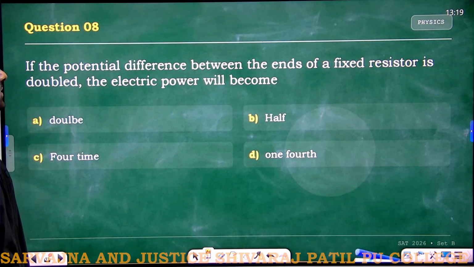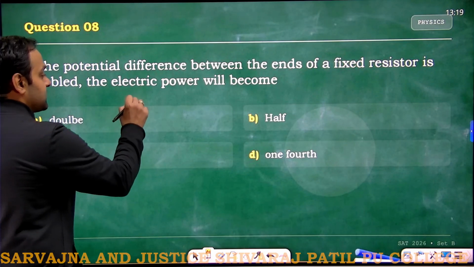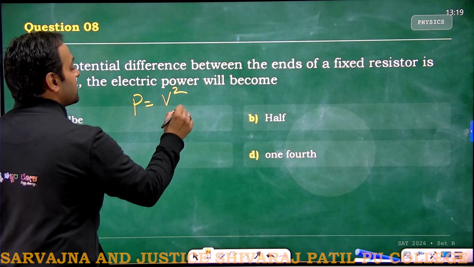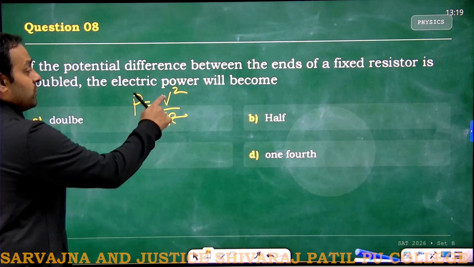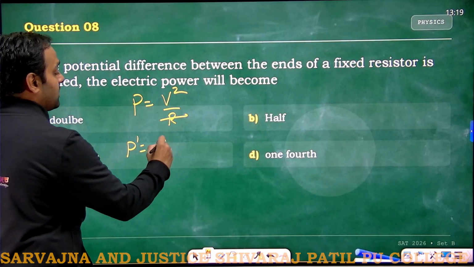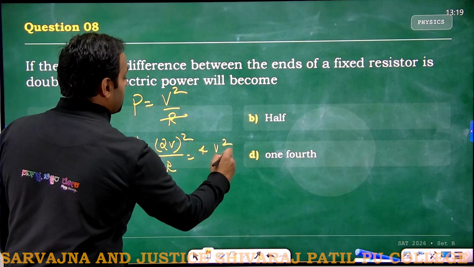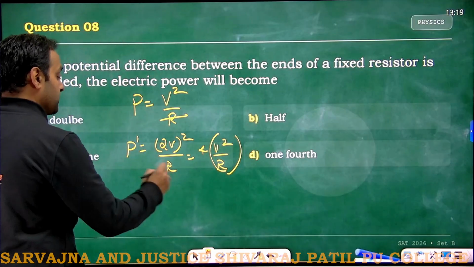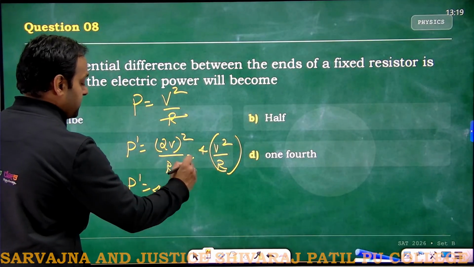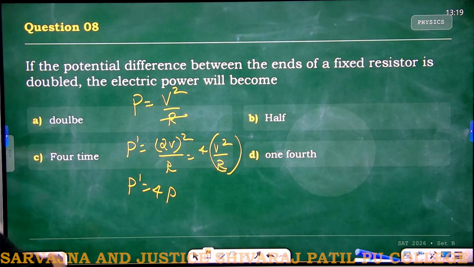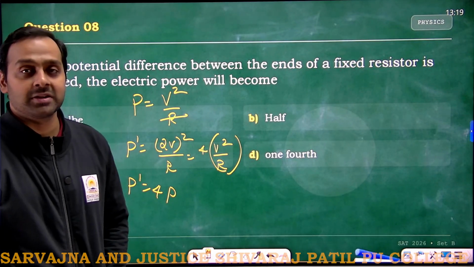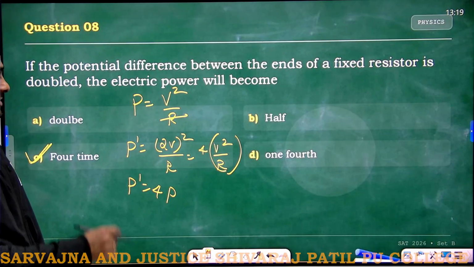then if the potential difference between the ends of a fixed resistor is doubled, then the electrical power will become, okay, we have seen power is equal to V square by R. Keeping the resistance the same and doubling V, what do we get? P dash will become 2V whole square divided by R, which becomes 4V square by R. So P dash will be equal to 4 times P. It will become 4 times. If we increase the voltage, the power consumption also will increase.